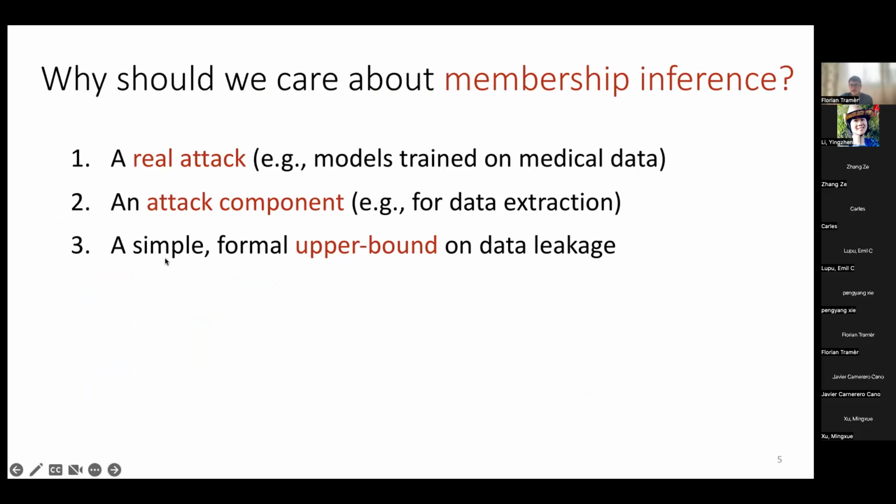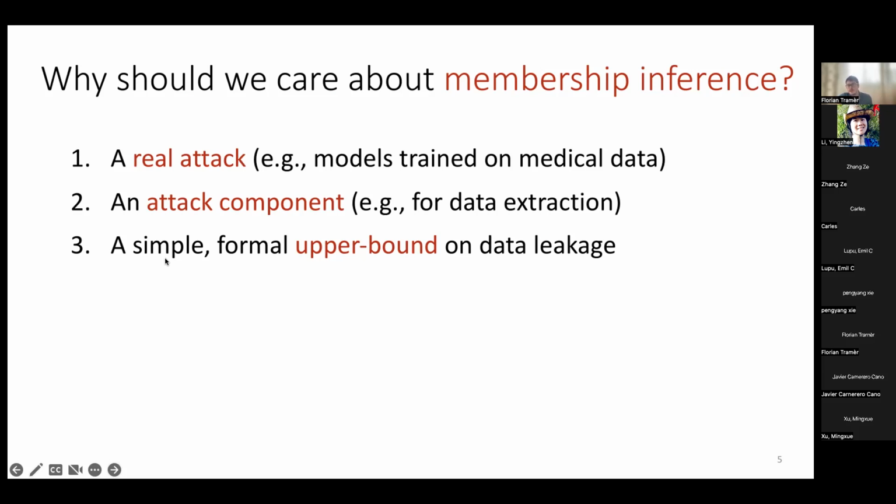On the one hand, you could think of this as an actual attack. Leaking this one bit of information about membership can be quite devastating for privacy in settings where your model is trained on very sensitive data, maybe medical data that's tied to a specific disease. Just inferring that someone's data was in the training set might let you infer something interesting and privacy-worthy about the user.